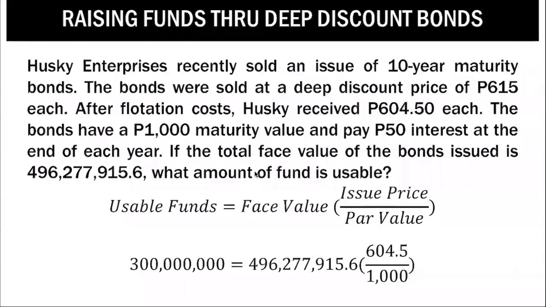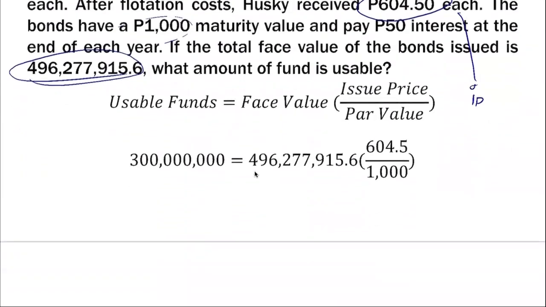Husky Enterprises recently sold an issue of 10-year maturity. It is 604.5, so this is our issue price. 1,000 is the face. The total face value of the bonds issued is 496,277,915.6. To get the usable funds, this is the total face value. How much can only be used out of that face value? We have 300 million, if you multiply it by your 604.5 over 1,000.